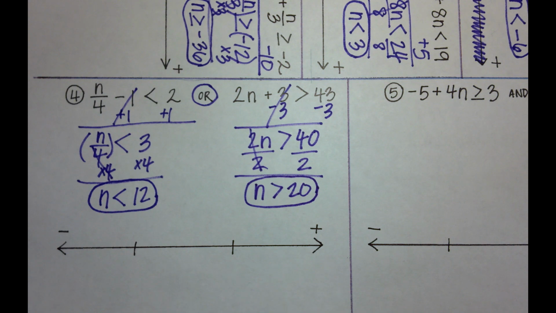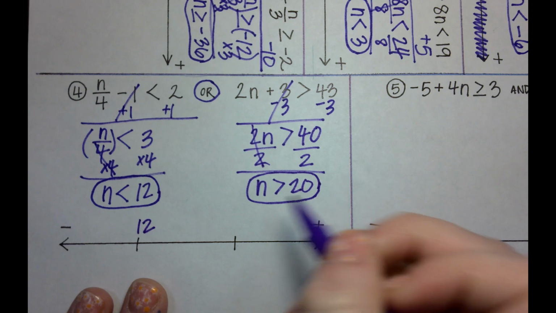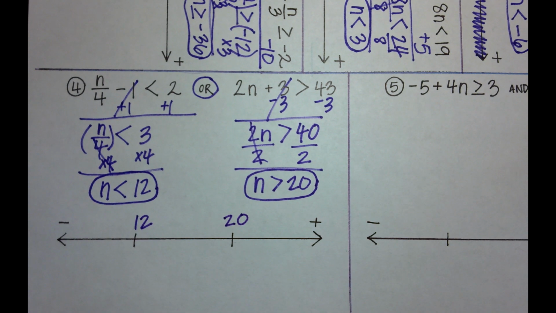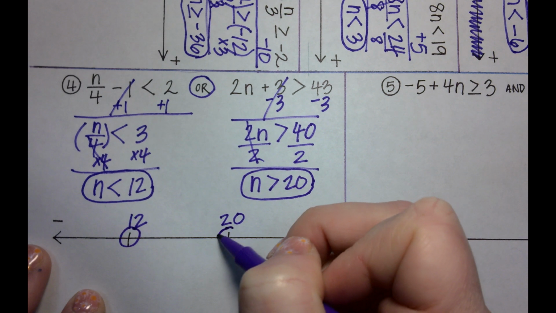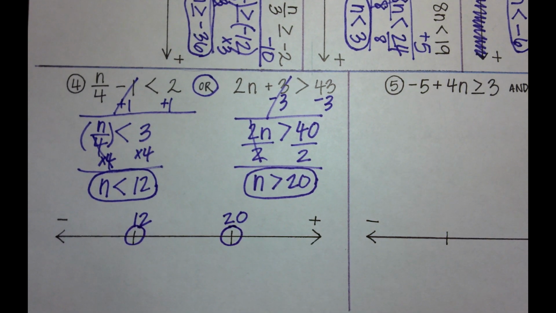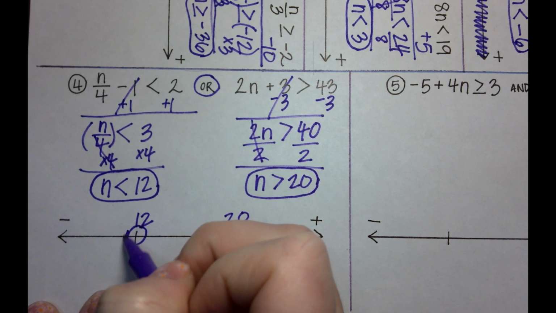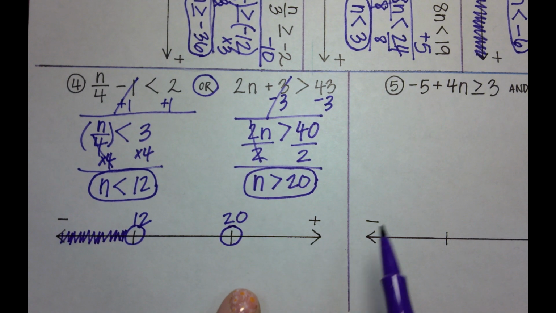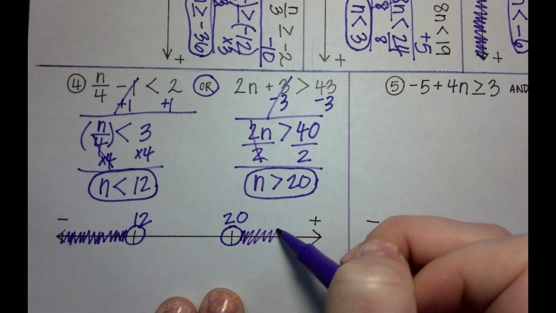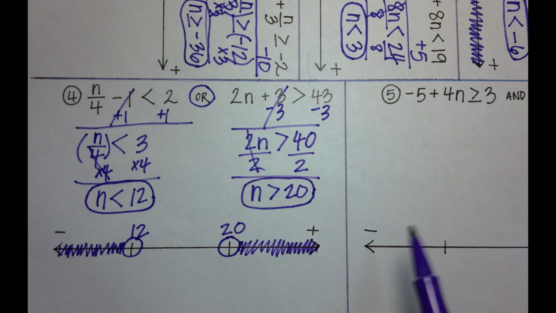So where do my numbers go? What order? 12 goes in the first one. Perfect. 12 first, and then 20. Are my circles open or closed? Open for both. Both open. And where am I shading? Outside. Good. I see n is less than 12, so I shade left of 12. N is greater than 20. I'm shading to the greater side, to the right. I see that it's OR, so they should be facing outwards. That's perfect.